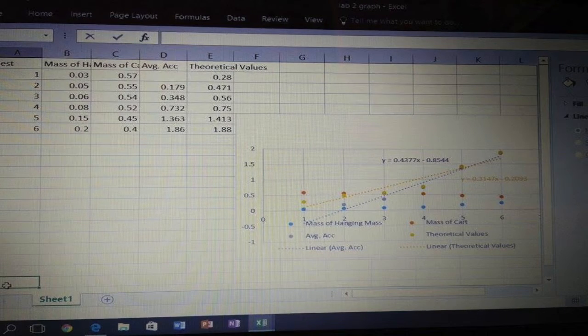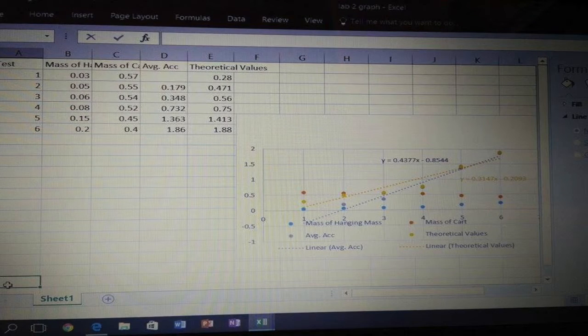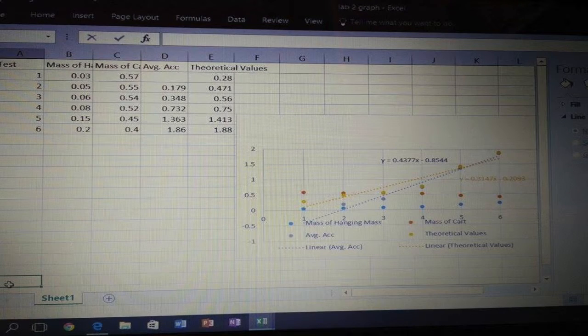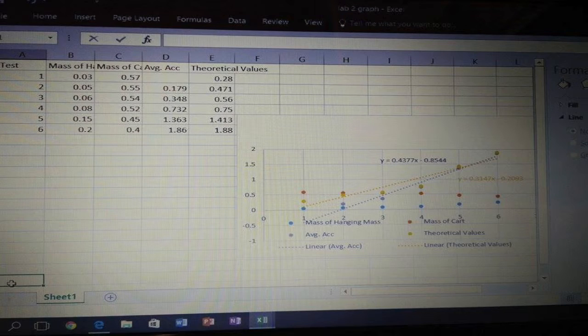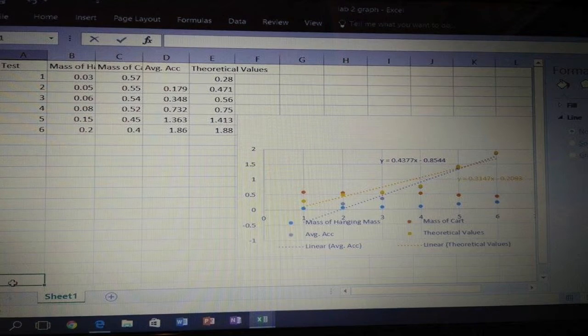Some problems we experienced were when we released the hanging mass, it swung back and forth, causing errors in the graph of the cart's acceleration. We solved the problem by holding the mass while releasing it. Another problem was that the cart would suddenly change direction and move either to the left or the right instead of going straight. We fixed this by checking to make sure that the cart was straight before releasing it.